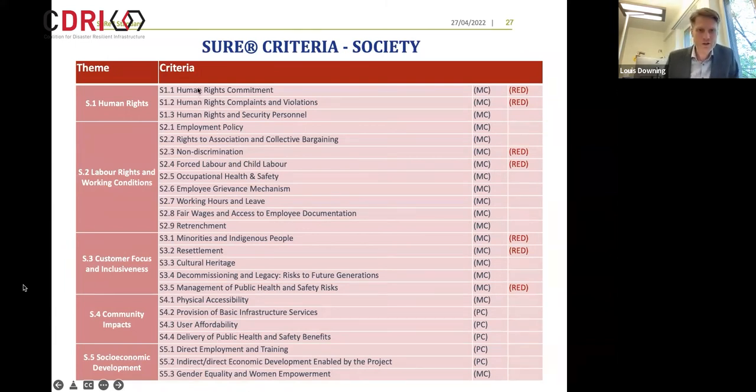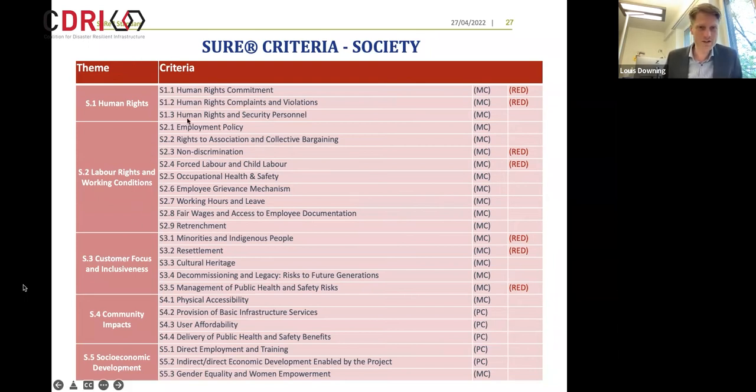So here we've got 3 different criteria looking at human rights, and we have one specific one looking at security personnel. Because around infrastructure projects, this is a key area where infringements of human rights occur, particularly for vulnerable communities.